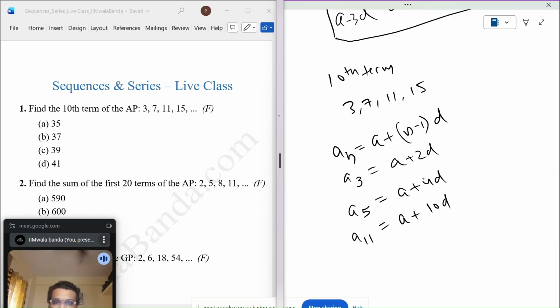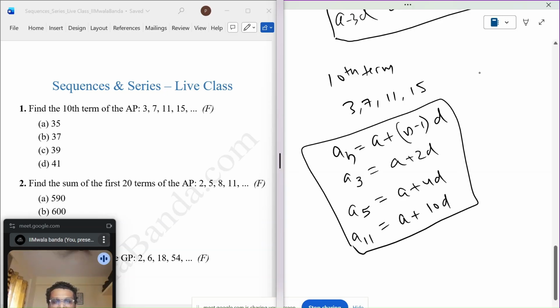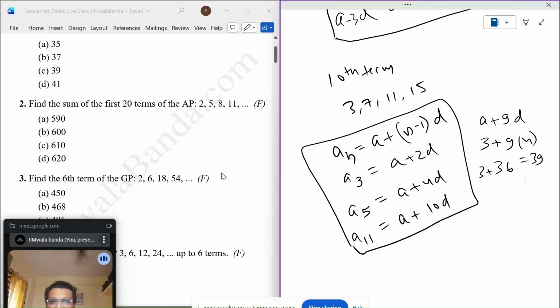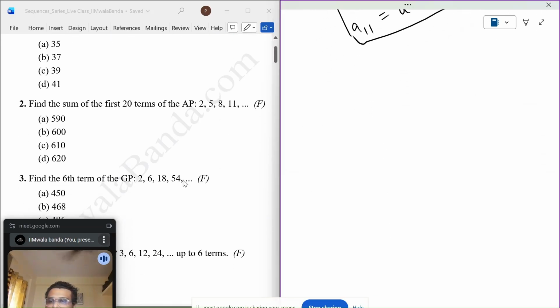So in general, whenever you get a question where you are talking about the 10th term, simply write the 10th term as a plus 9d, not more than that. You don't need to think beyond this. A you know is 3, and the difference you can see is 4. So basically 3 plus 36, or 39. Correct? Now let's go find the sum.